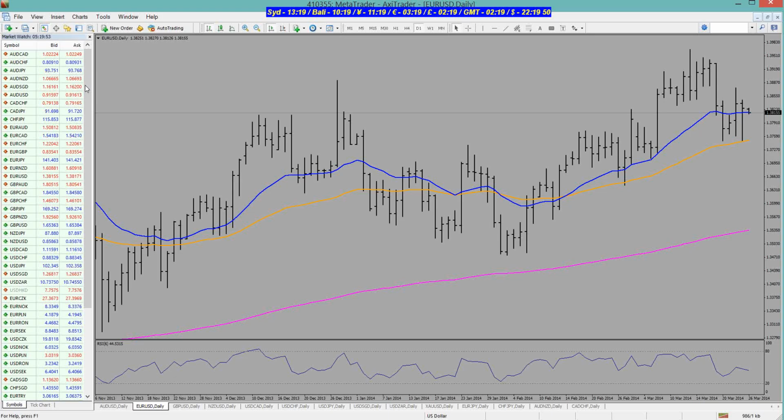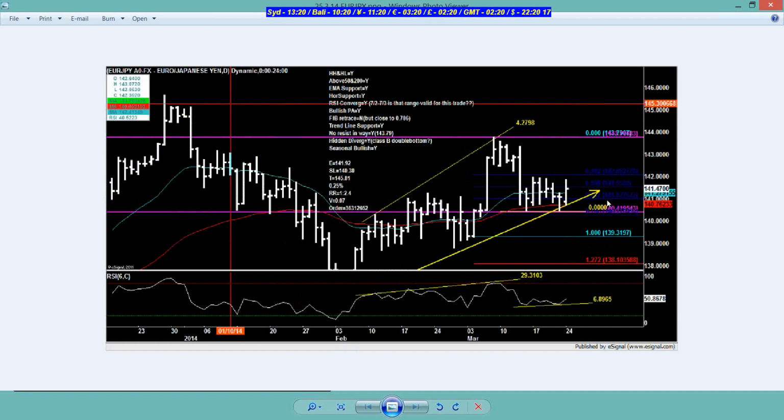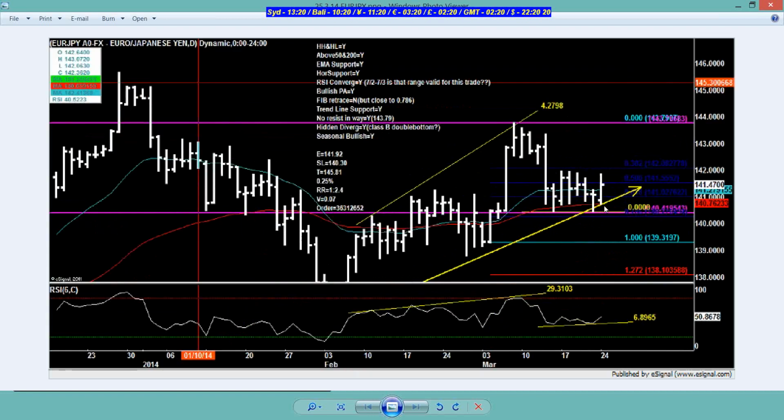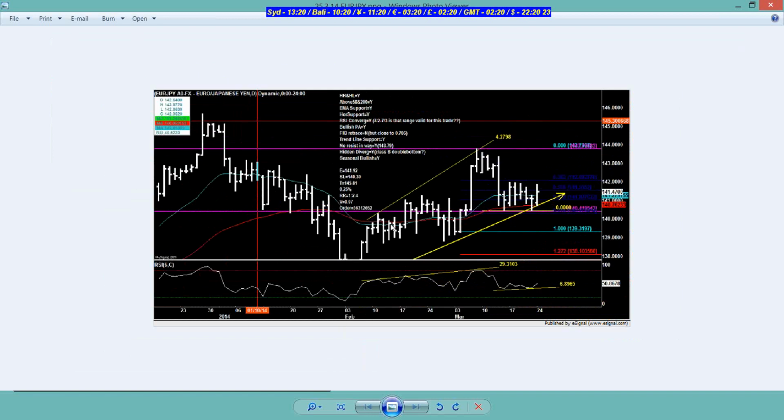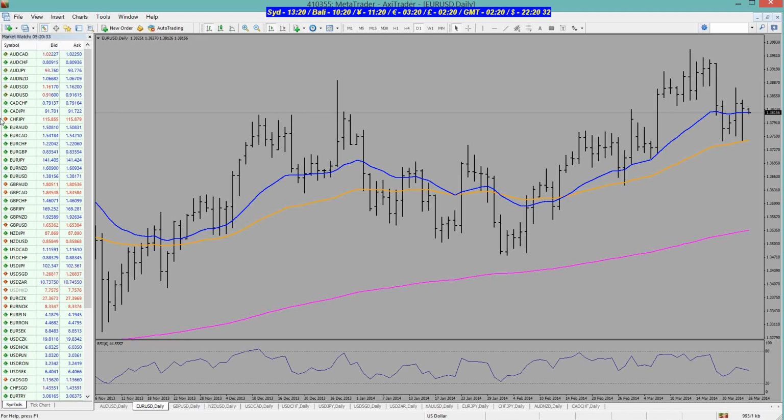Euro yen. Yeah, look, it's all there. Nice little ring low. Everyone's waiting for this. I'm still waiting for this. Fibs in the right place. Yeah, look at everything there. Blue's hard to see. Maybe I'm just getting old. Yeah, it's all pretty good. We're just being patient and waiting for the market to come to us.